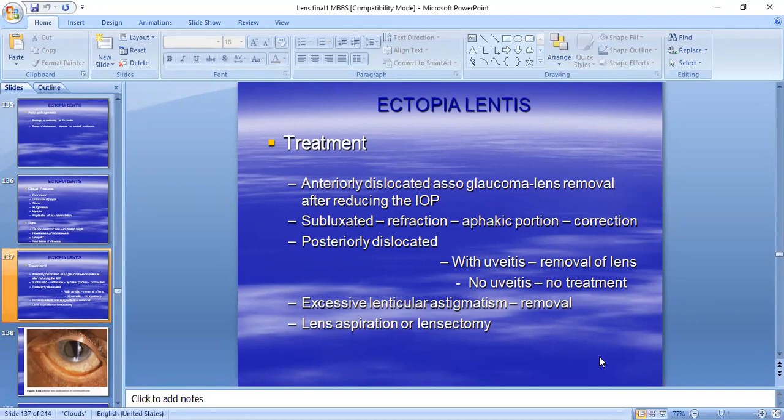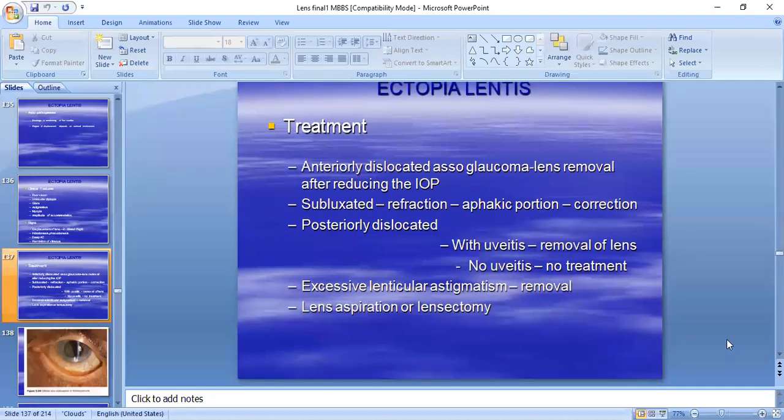A posteriorly dislocated lens with uveitis, removal of the lens is mandatory. No uveitis, you can as well wait and see. Usually nowadays we are not leaving the lens; we remove it and replace it with a posterior chamber IOL, that is a scleral fixation IOL, because the patient will have to have good vision. If the patient has excessive lenticular astigmatism because of the subluxation of the lens, then also we remove the lens. Lens aspiration and lensectomy, these are the two things done.